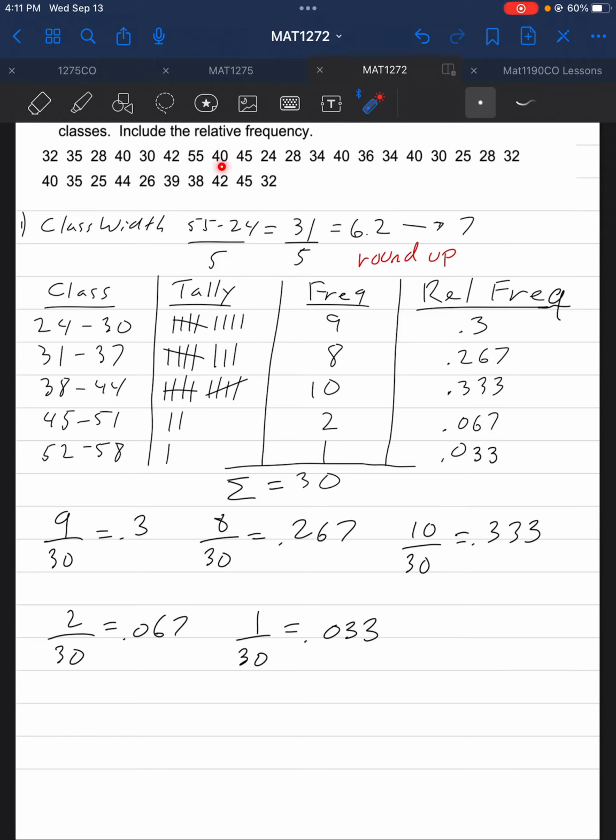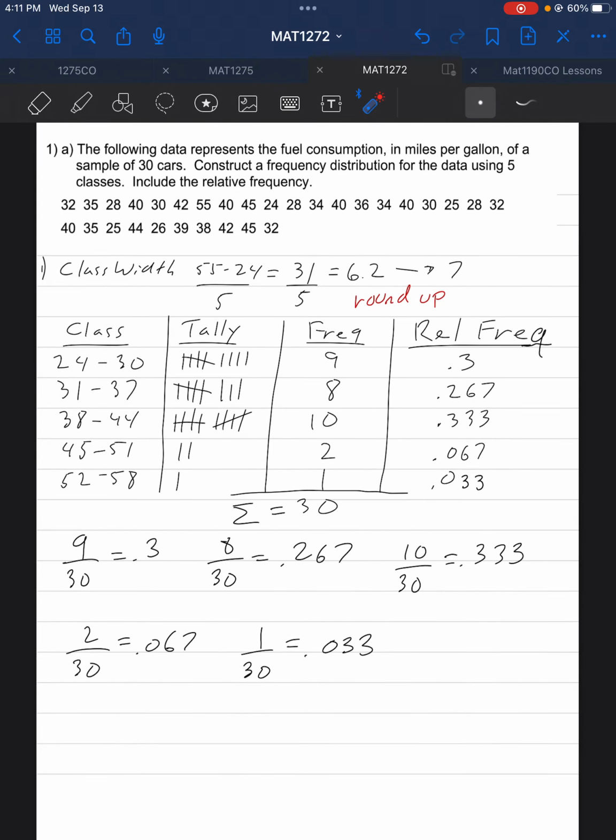We're going to repeat this for each element until all of our tallies are done, and we can add up those frequencies: 9, 8, 10, 2, and 1. Do a quick sum of this because it has to equal 30, the number of elements in the data set. This problem told us that there were 30 elements. So if these numbers do not add up to 30, make sure to go back and see if you double counted something or missed something. So that's the frequency distribution.